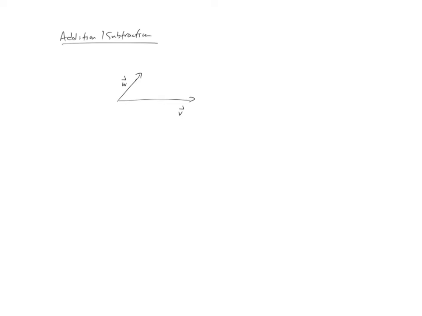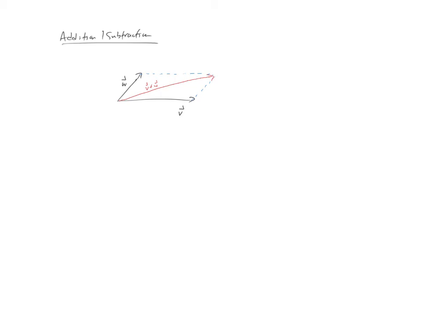So to find the sum of v and w, what I'm actually going to do is construct a parallelogram. So I'll run this guy over to where this guy intersects, and then the resulting vector right there would actually be your v plus w. Okay, so geometrically that's how these vectors can be added.